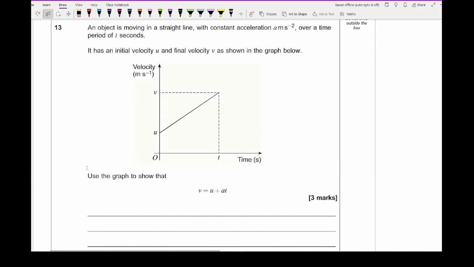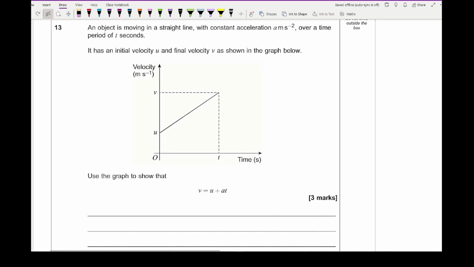Question 13. An object is moving in a straight line with constant acceleration a, meters per second squared, over a time period of t seconds. We have an initial velocity u and final velocity v, and that's shown in the graph below. Use the graph to show v equals u plus at.